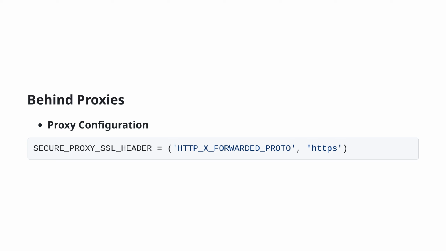If this header indicates HTTPS, Django will treat the request as coming through a secure connection, enhancing the overall security of your application. By using this setting in combination with proper proxy configuration, you ensure that even when your application is behind a proxy, it accurately recognizes the secure state of requests. This is a critical step in maintaining secure communication channels for your Django application.